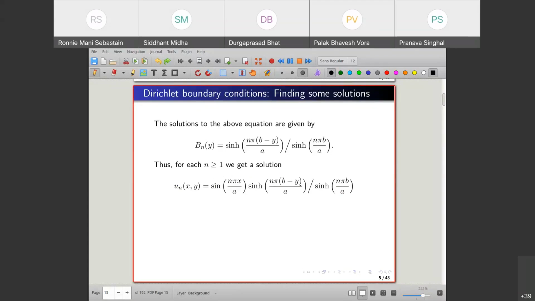Therefore, for each n greater than or equal to 1, we get this solution. So this is my a n of x, and this is my b n of y.